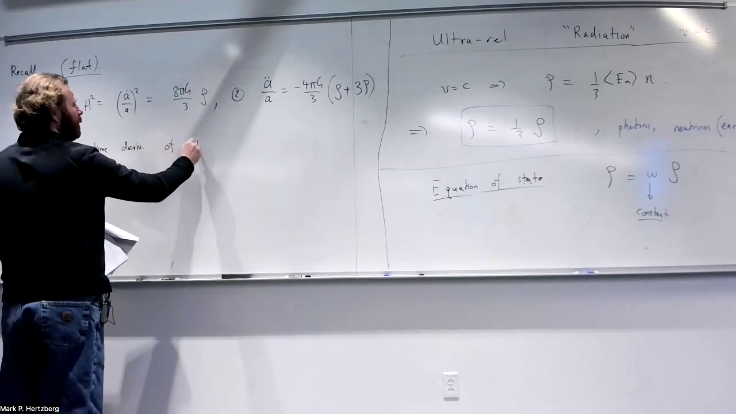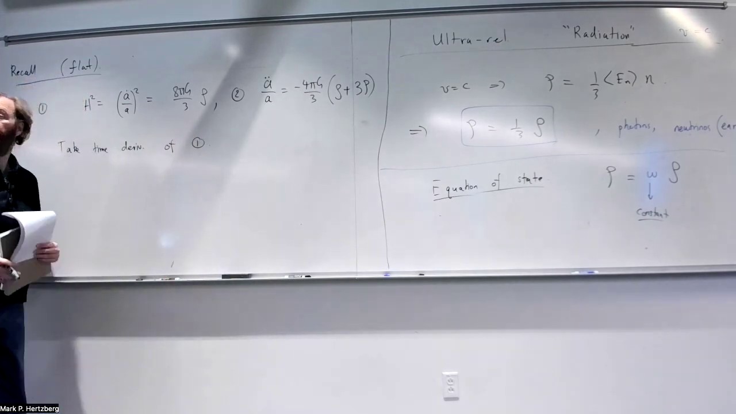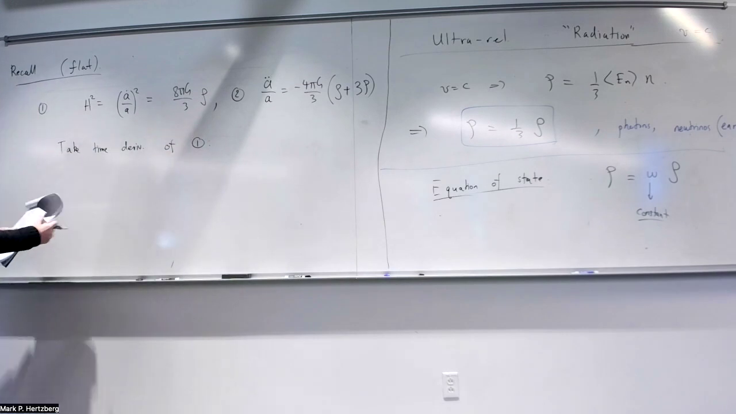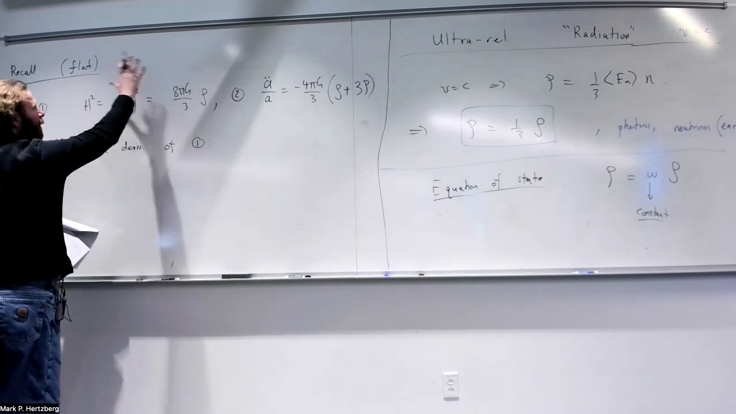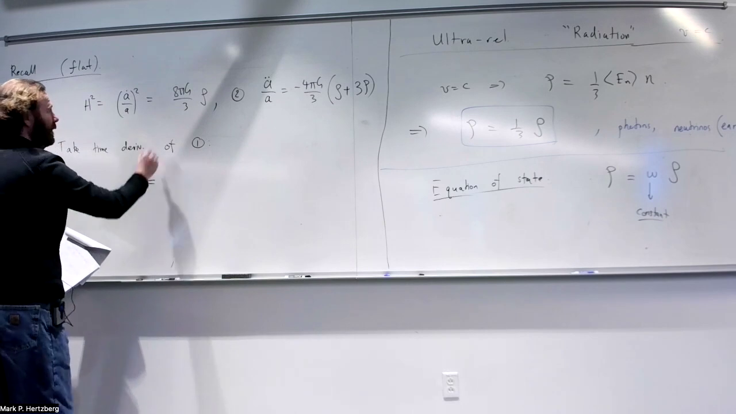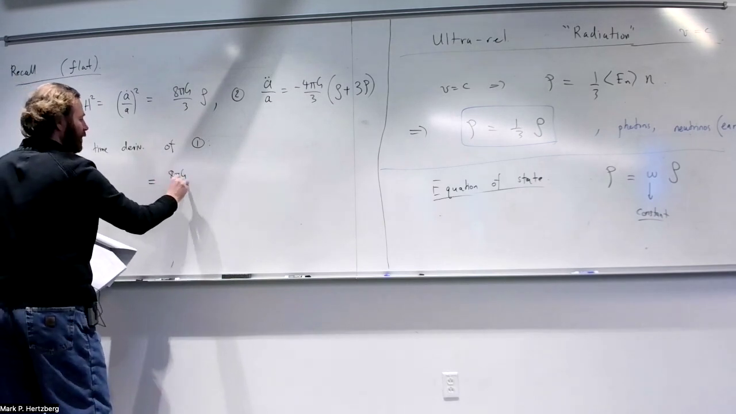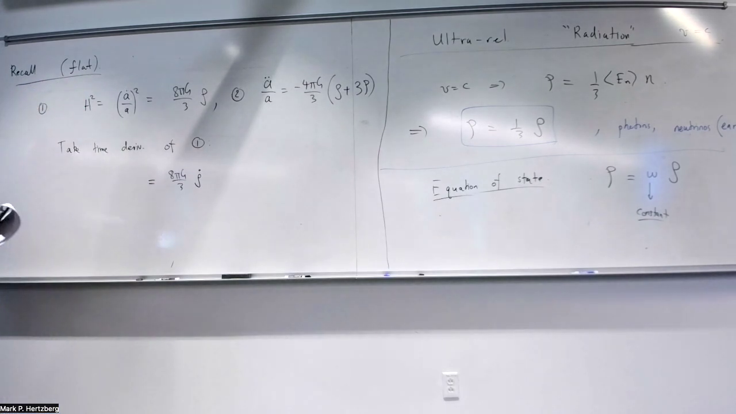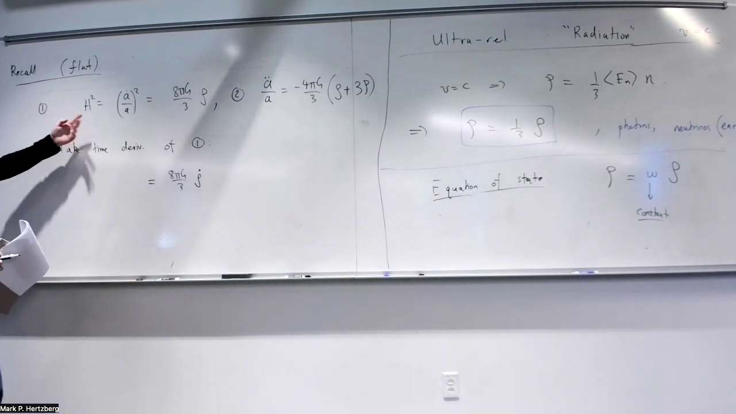of equation 1. If I do that, I'll get a rho dot, right? So that's why I want to do that. So let's take a time derivative of this thing. So the right-hand side is going to be easy. That's just 8 pi G over 3 rho dot, time derivative. And then I have to take a time derivative of this stuff.